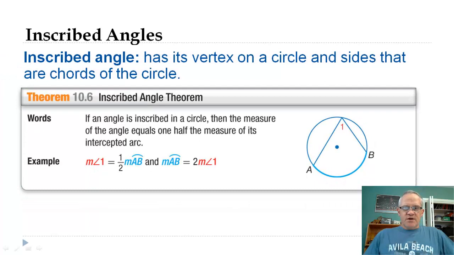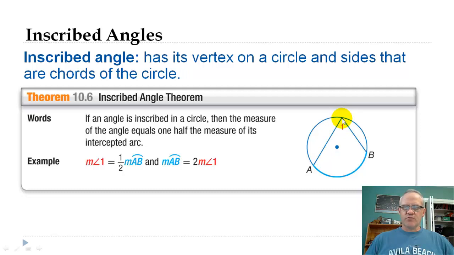All right, well, let's start out by going over what an inscribed angle is. An inscribed angle has its vertex on the circle, and its sides are chords of that circle. So this is what it's going to look like here. This angle here, the vertex goes back to the opposite side, basically, of the circle.